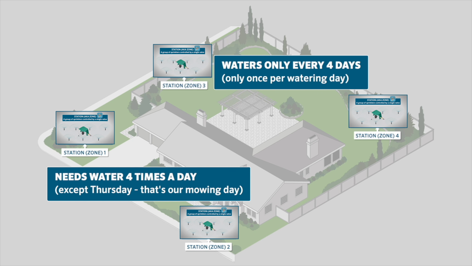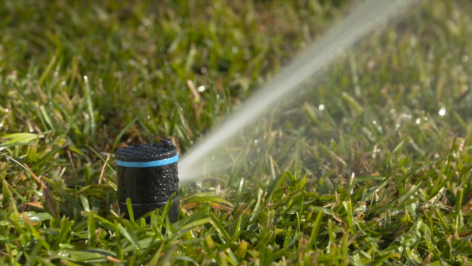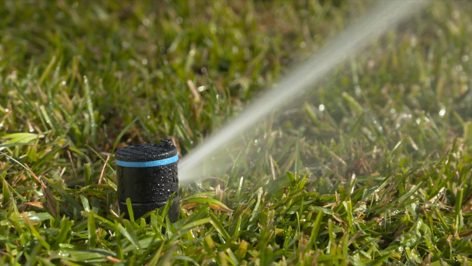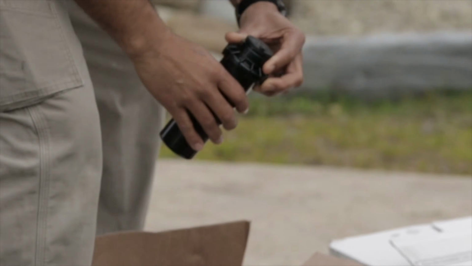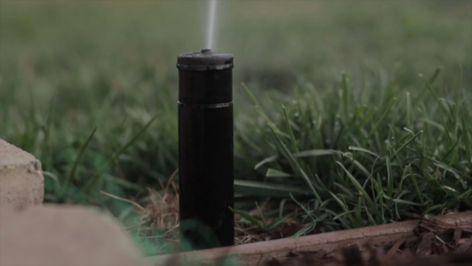Therefore, we'll need to divide these 4 stations into 2 different programs, A and B. Program A will include Stations 1 and 2 with the new grass, and Program B will include Stations 3 and 4 with the trees. Different plant material will have different watering requirements. This is why you may need the flexibility of using multiple programs with multiple start times per program.